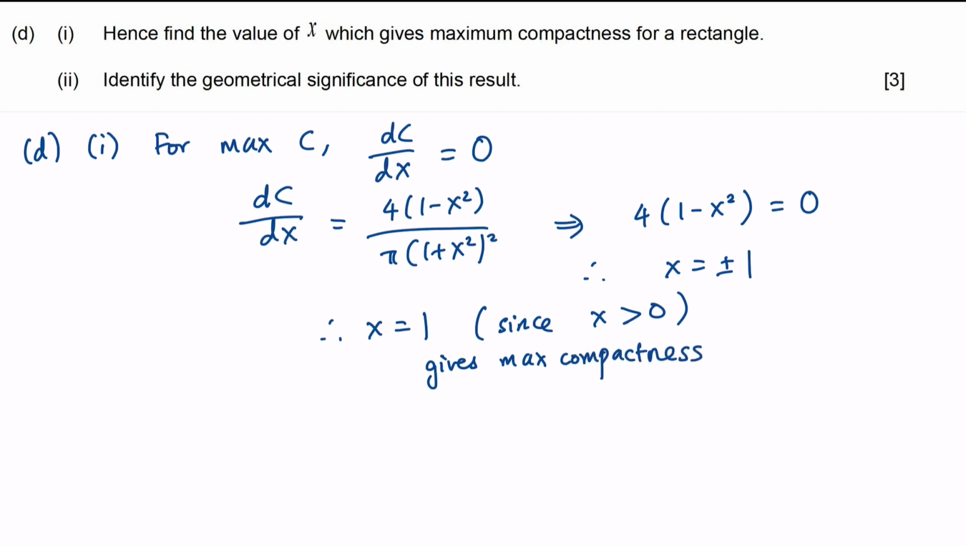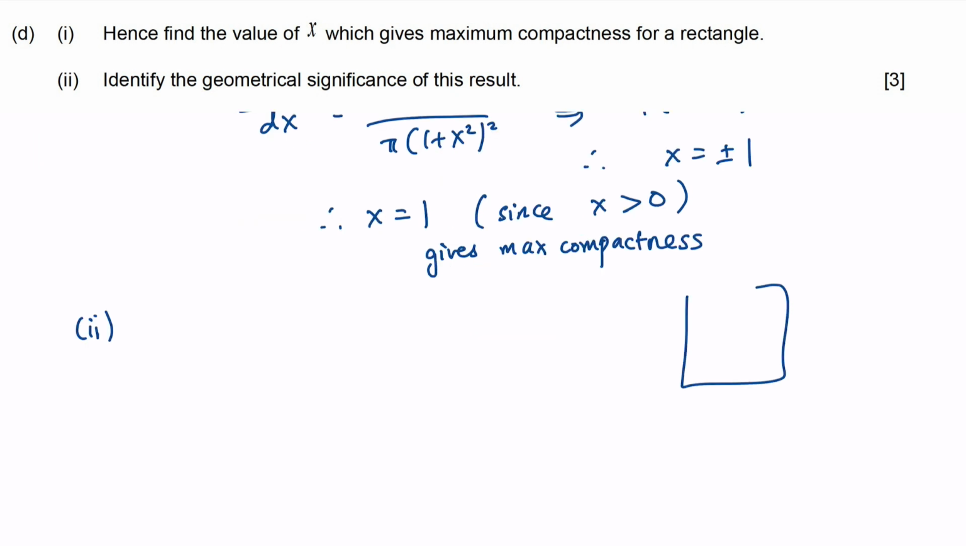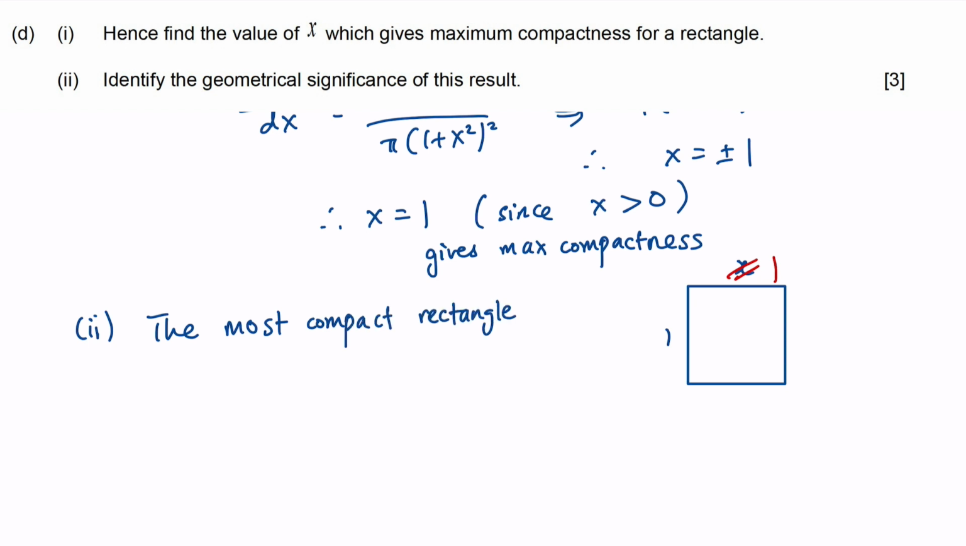Okay, now, so what does this mean? Part 2, identify the geometrical significance of the results. Earlier we drew a rectangle whose ratio was 1:x. But now if x was also 1, you can see that the most compact rectangle is actually a square, because the ratio is 1:1. They have the same length.